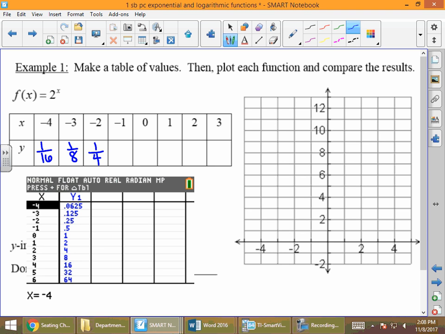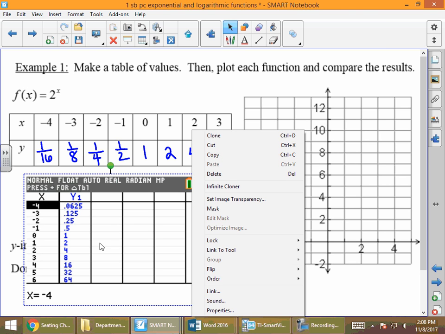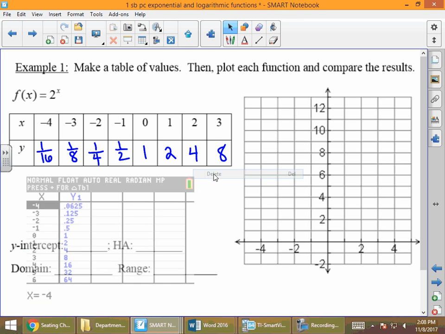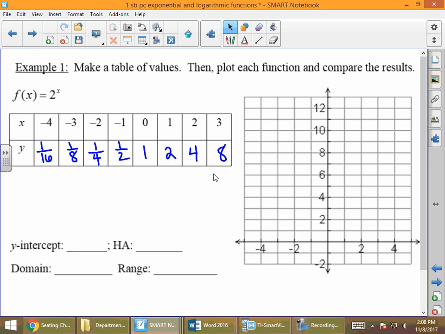2 to the negative 1 is 1/2. And 2 to the 0 is 1. And 2 to the first is 2. And 2 squared is 4. And 2 cubed is 8. Reading off your table or filling it in, you don't even have to do that. And what we want to do is we want to graph.